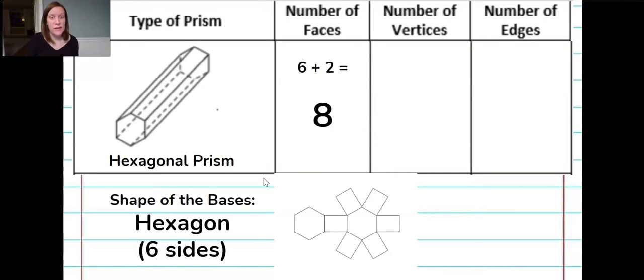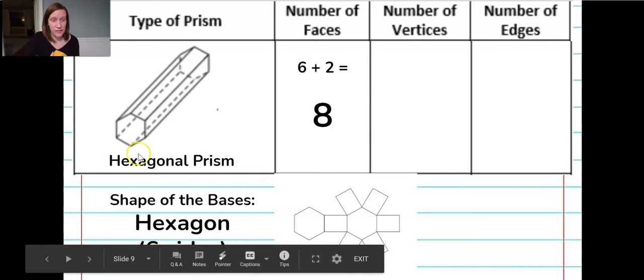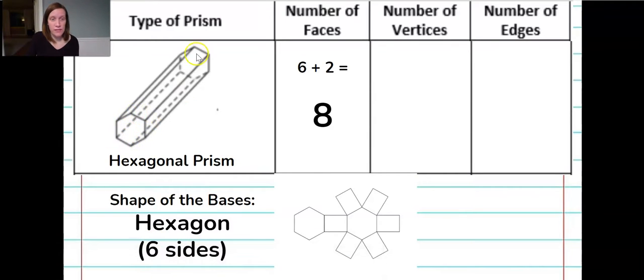The number of vertices, again, is going to be based on that 6. There are 6 corners, 6 vertices at one base, and 6 vertices at the opposite base. 6 times 2 is 12 vertices. And then we do our number of edges.